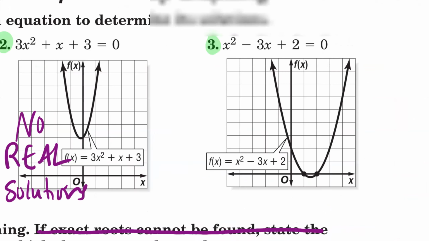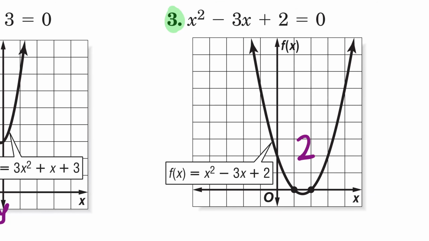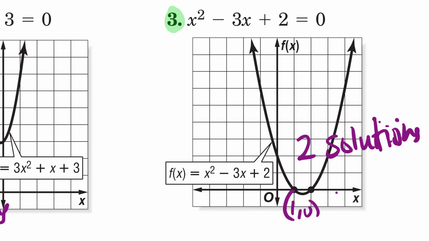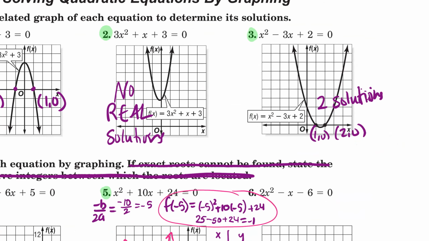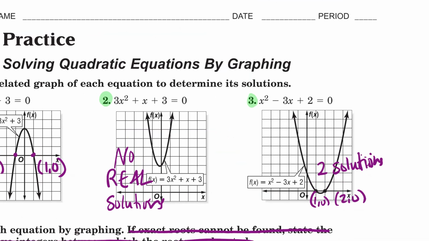And then number 3, there's 2 solutions. That's how many they are. And if I actually want the solutions, they would be 1, 0 and 2, 0. Cool. So that's all I want to do on number 2 on the second page.